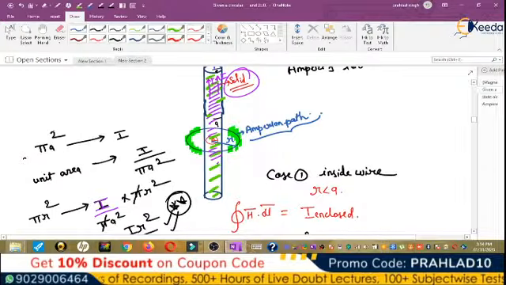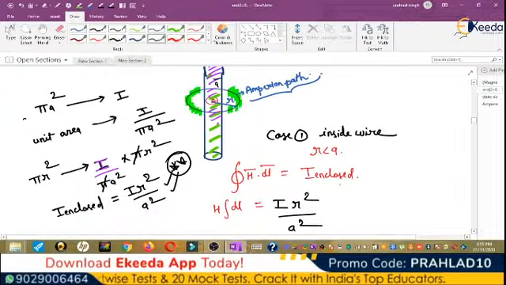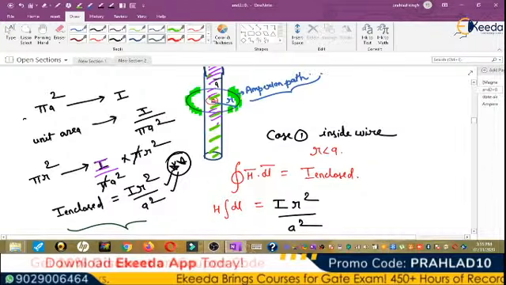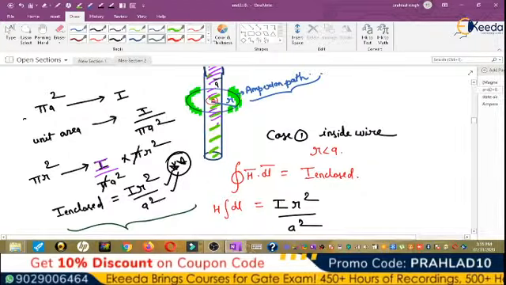So the cross sectional area is pi a square. In the pi a square, current is I. In the unit area, current is I by pi a square. So in the pi r square area, current will be I by pi a square into pi r square. So pi and pi will cancel. So current enclosed is equal to I r square by a square.